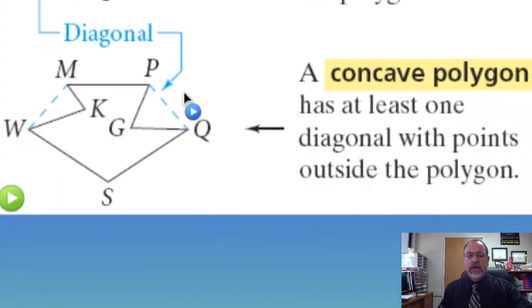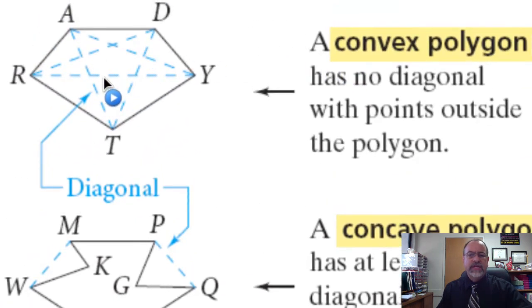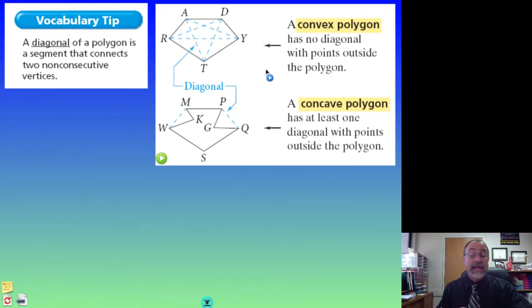However, in a concave polygon, you'll notice that if I draw the diagonal from P to the non-consecutive vertex Q, this diagonal ends up outside of the polygon. So because it's outside, that's what we would call a concave polygon. A concave polygon has at least one diagonal where some of the diagonal, it doesn't have to be the entire diagonal, just any part of it ends up outside. Whereas if all the diagonals end up inside, it would be considered a convex polygon. Okay, so make sure you know how to name those polygons, and know the difference between convex and concave, and that's how we classify polygons.